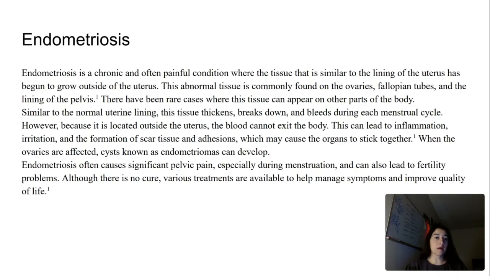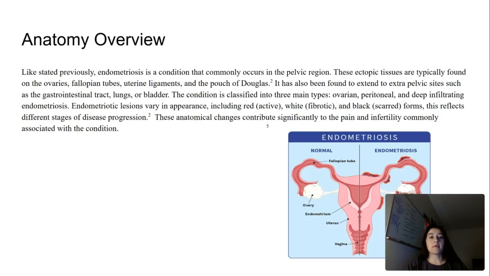This disease can cause significant pelvic pain, especially during menstruation, and can also lead to fertility problems. And although there's no cure, there are various treatments to help manage symptoms and improve a patient's quality of life. So, an anatomical overview. This condition is going to occur primarily in the pelvic region.